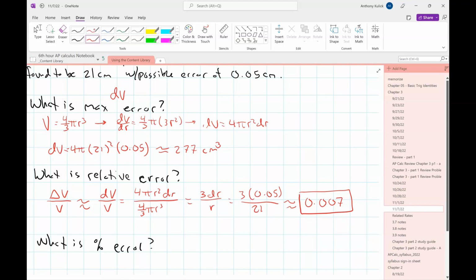Can you explain the step you took in the max error question from dV over dr to dV? How you made that simplification? So 4/3 times 3 is just 4. Oh, you literally, okay. And then I multiplied both sides by dr, just to move the dr, to get dV by itself. Oh, okay. Right. Yeah, totally. It's okay.